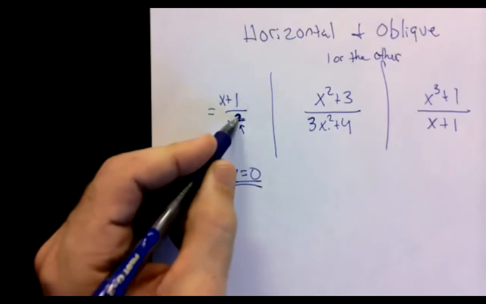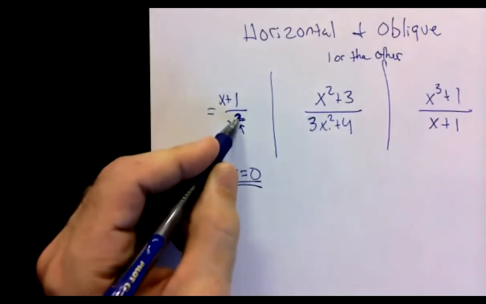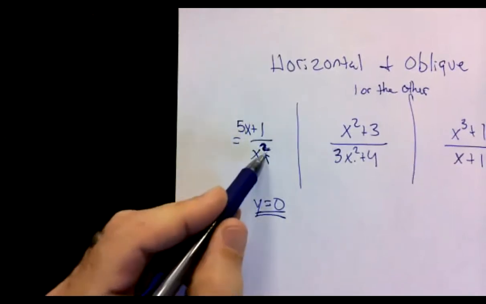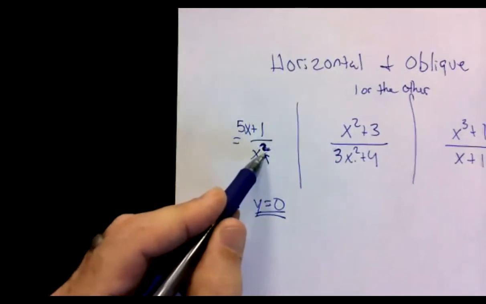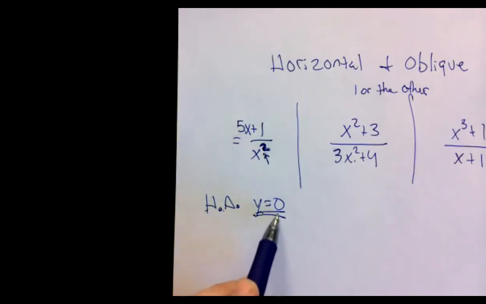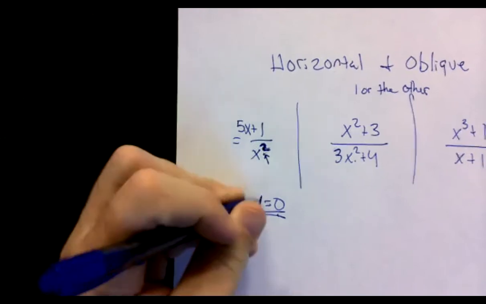Correct. If the degree of the denominator is bigger, I can put any number I want in front. If I said 5x plus 1, we're just looking at the exponents. If the exponent on the denominator is bigger, then your horizontal asymptote is at 0. Specifically, y equals 0.